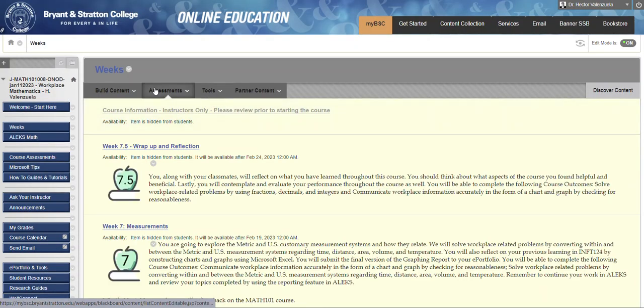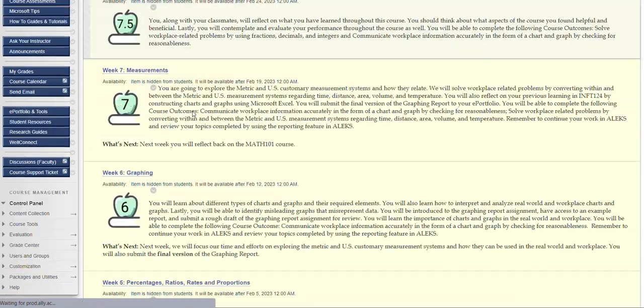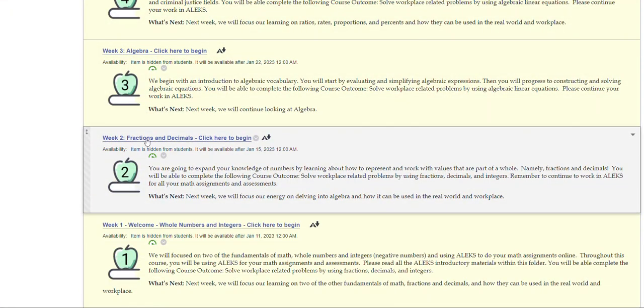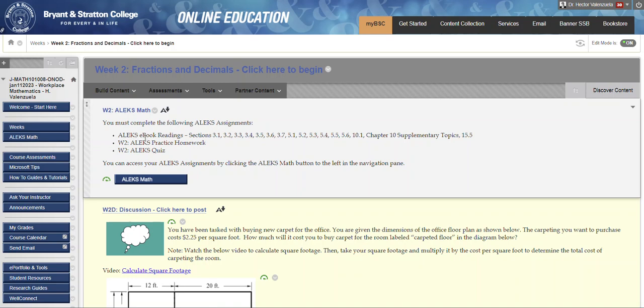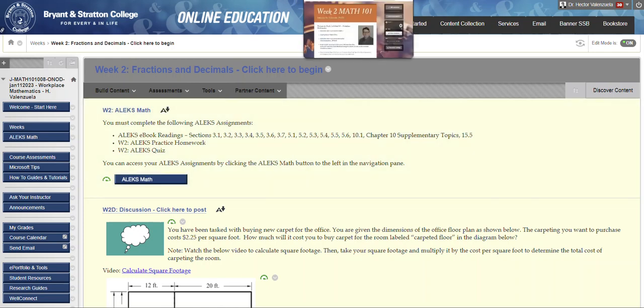When you look at Week 2, go to the Weeks button here. Then click on the Week 2 link. It's about fractions and decimals. Remember that you're going to work on ALEX. Remember the ALEX system is over here on the left-hand side. You're going to want to do your reading assignment. The ebook is inside ALEX. Then the practice homework. Remember that's practice. It's not graded. But you have the ALEX quizzes, which are part of your grade.